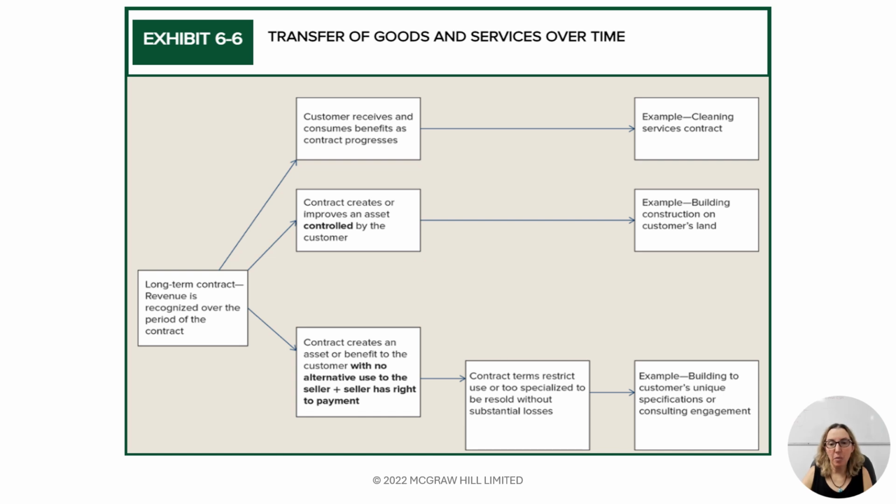The final thing I want to cover under the revenue recognition is when you're transferring goods and services over time, because there's many different ways you can do that. So for long-term contracts, you would recognize revenue over the period of the contract. And the first type is where the customer receives and consumes the benefits as the contract progresses. And an example of that would be a cleaning services contract. So you're doing monthly work and you're going to recognize revenue as you do the work, so monthly, for example.